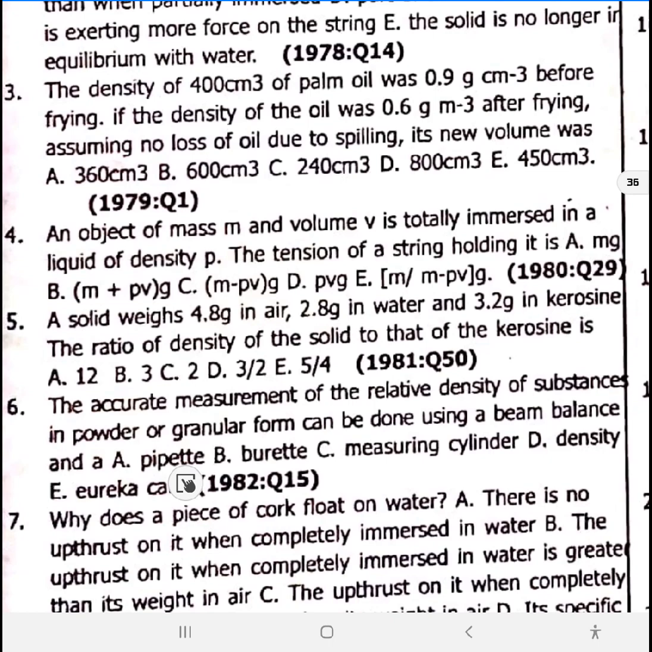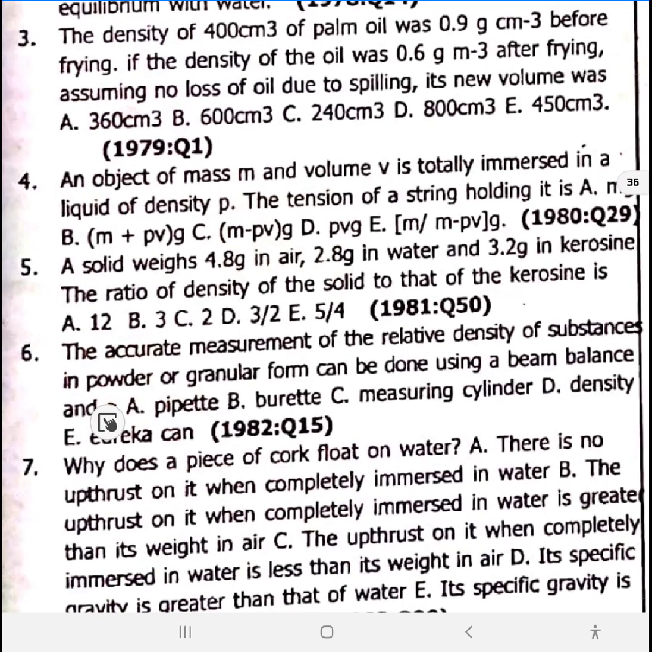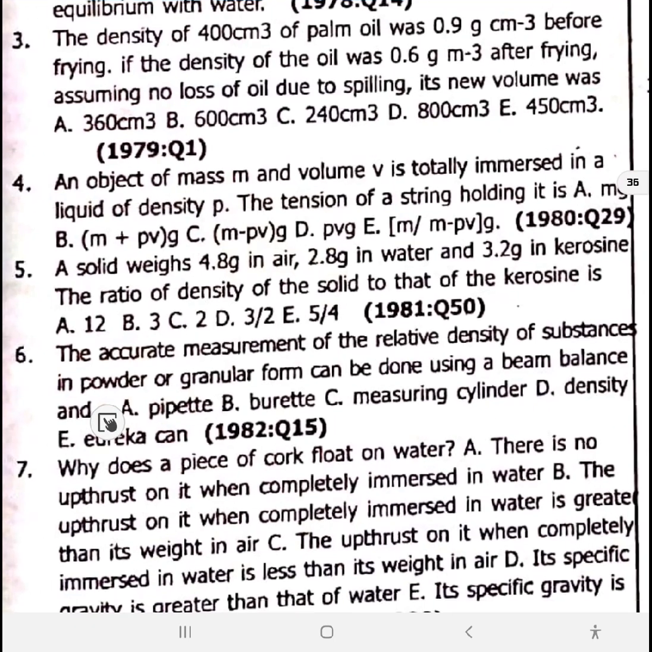Number 3, calculation. Number 4. Number 5: the accurate measurement of the relative density of a substance in a powdered or granular form can be done using a beam balance. And number 6, using a beam balance, you also make use of a density bottle. The right answer is supposed to be the density bottle.